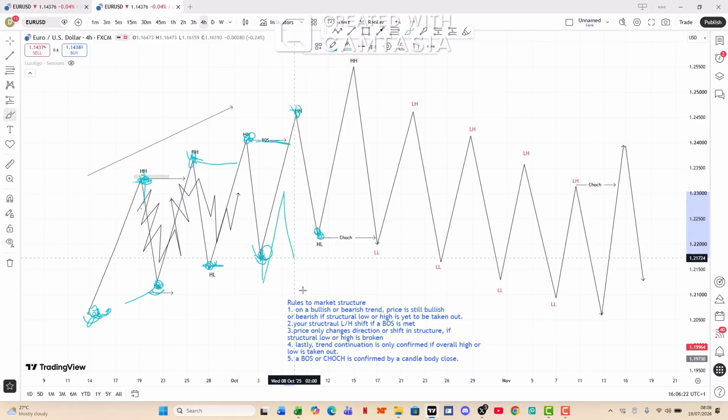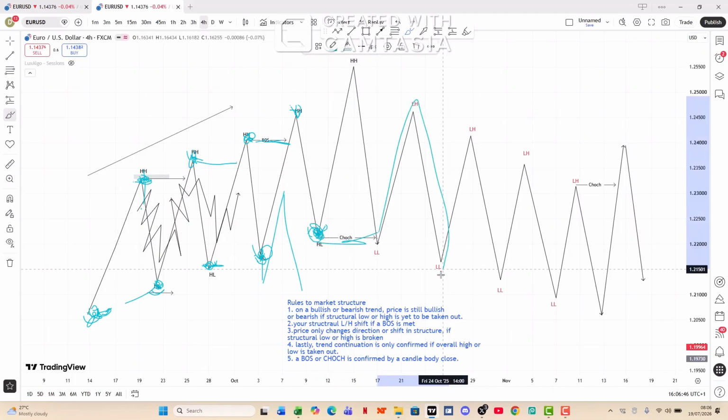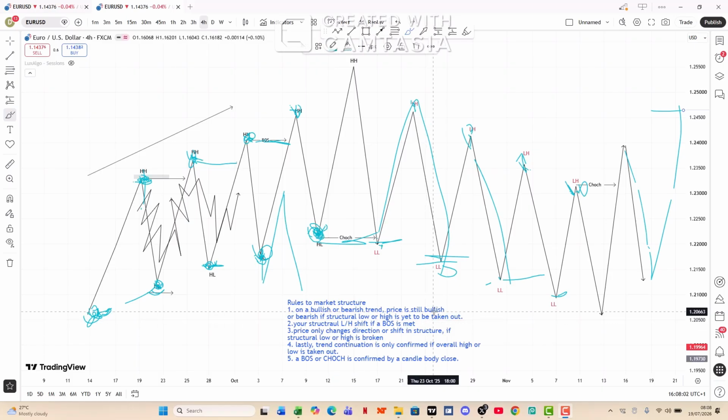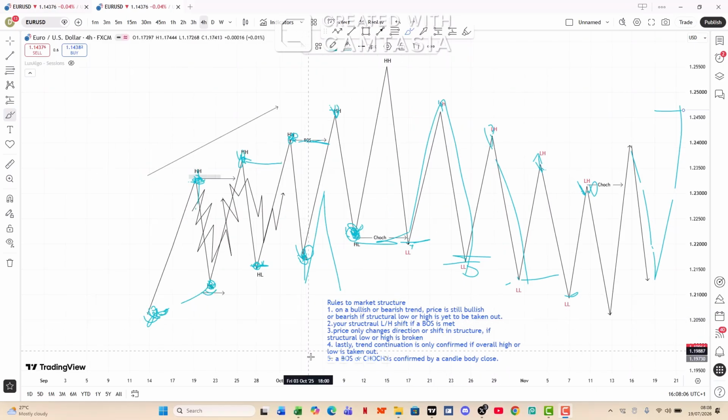So in this case, price ignored all these structural lows, this one, this one, this one, and this one, and eventually took out this one. So price shifted. All right, the rule says price shifts after price breaches or takes out the structural low. So after that shift, it is confirmed as a change of character. So you'll be expecting price to retrace back and take out the most recent low. So lastly, it's not the last one, I think.